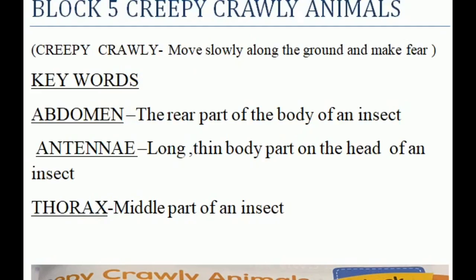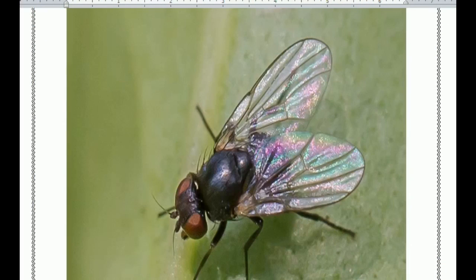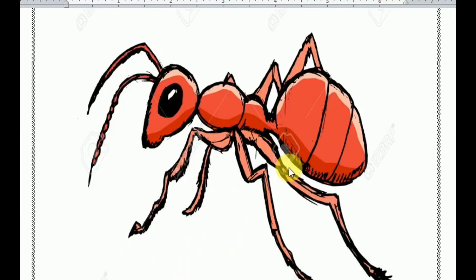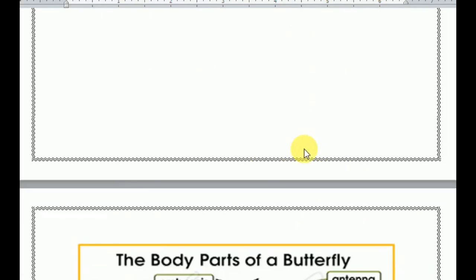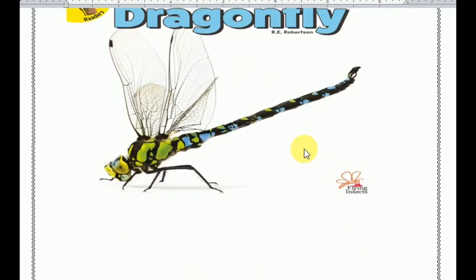Today we will observe different pictures of insects to find the common body parts. See, this is housefly. This is ant. This is butterfly, and this is dragonfly. These are a few insects.